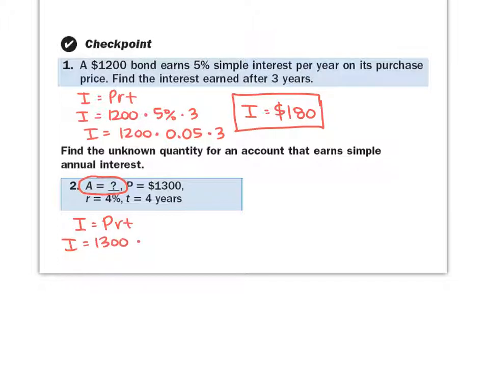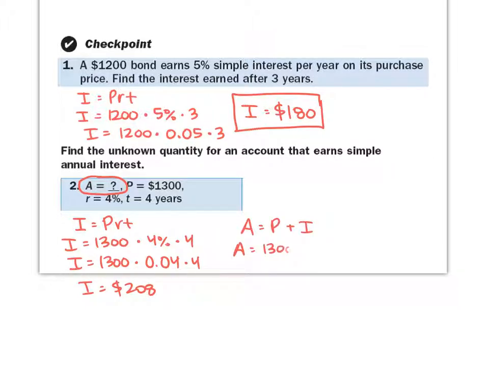figure out first. So I'm going to plug in the pieces that I know, and I'm going to change 4% to 4/100ths and type that into my calculator. So the interest in this problem is $208. Now, what the problem was asking me for was the account balance, which I now can figure out now that I know the interest. It would be what I started with, $1,300 plus the interest, which is $208. So the account balance is $1,508 as my answer.